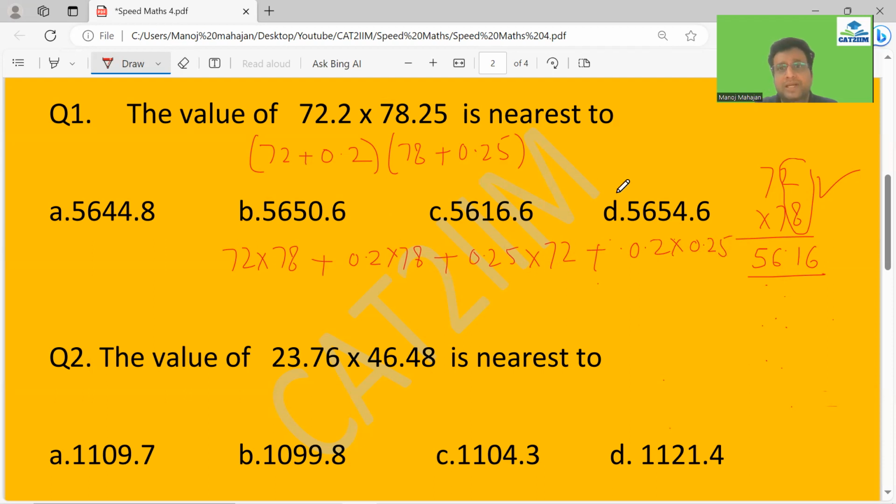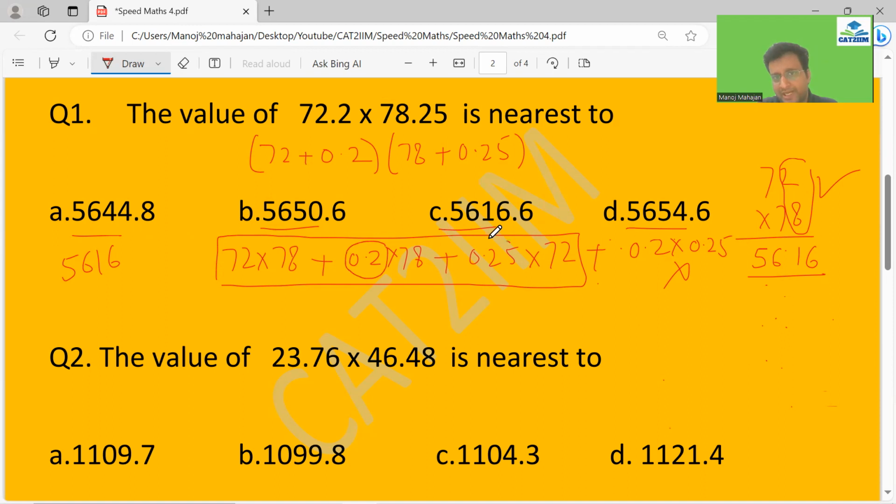So when we are looking at the nearest, if the options are not that close, we can eliminate this part. So there is no need to use this part if the options are not that close. What I mean is they are far apart, like over here they are far apart. And this is 5644, 5650, 5616. So they are far apart actually right now. So we can always ignore this part if the options are not that close. So we are going to look at this stuff over here. So 72 into 78 is so easy that you can calculate like this. 5616 already done. Now just look at the points we are going to avoid and let's see how.